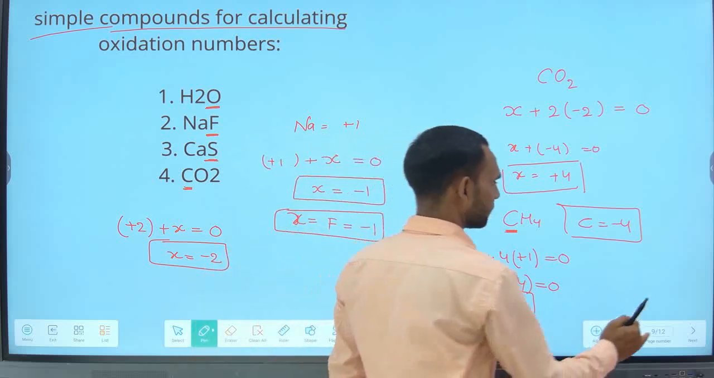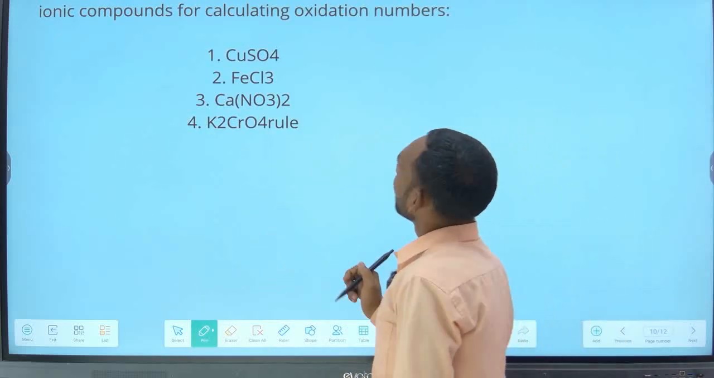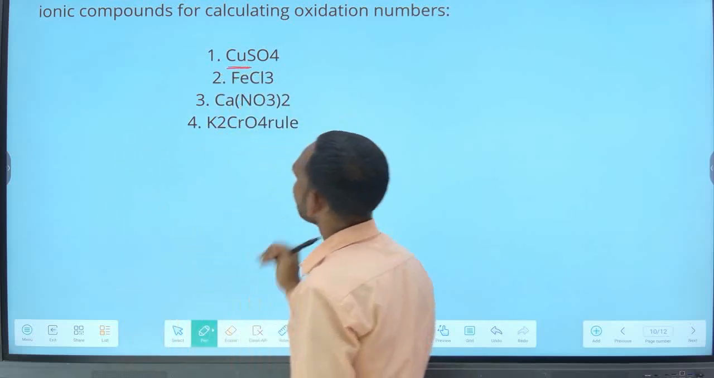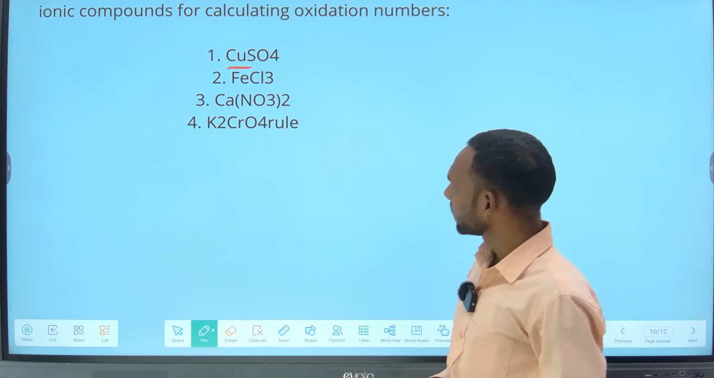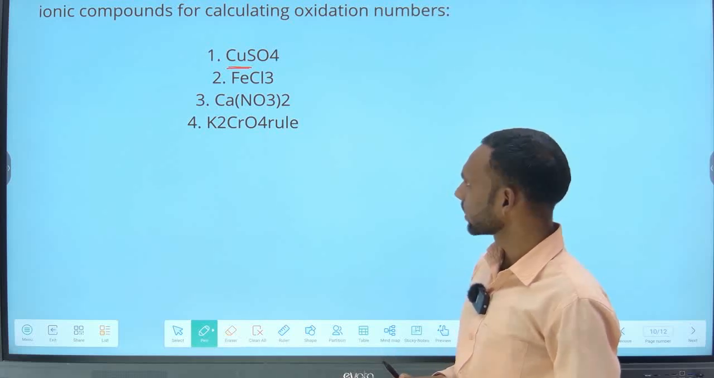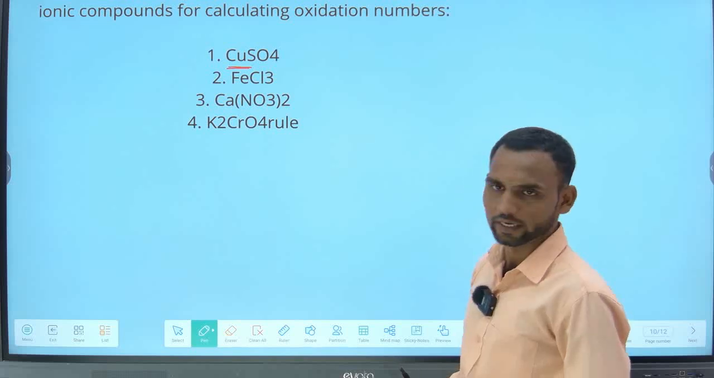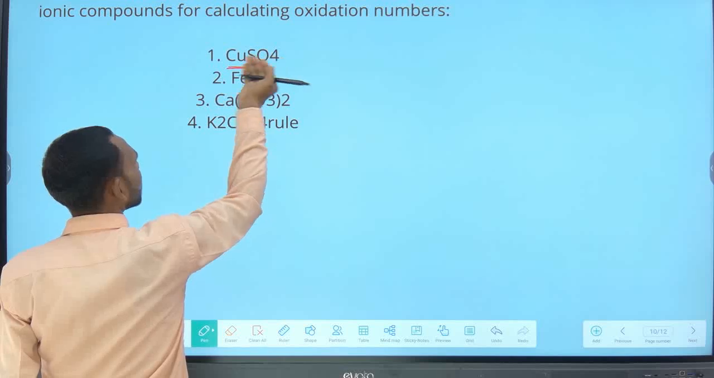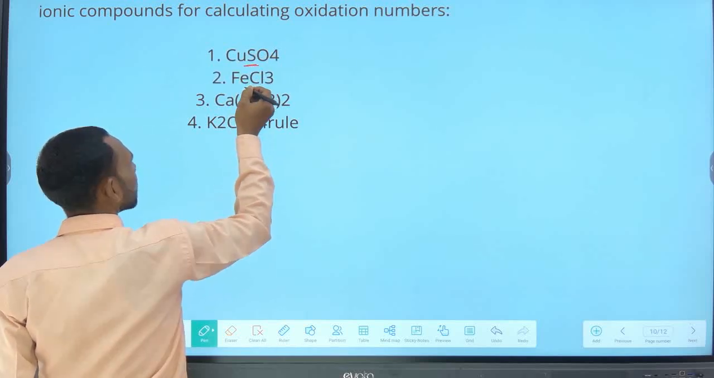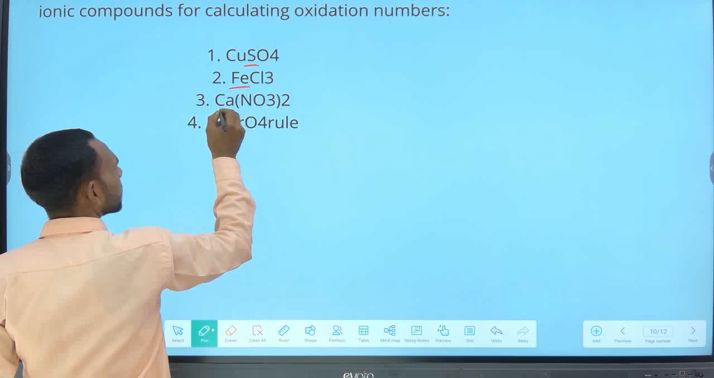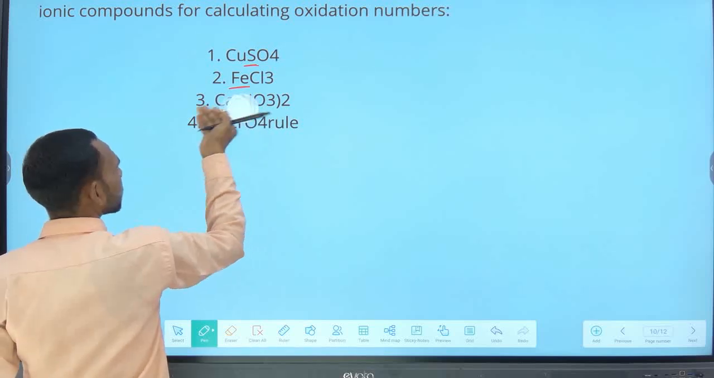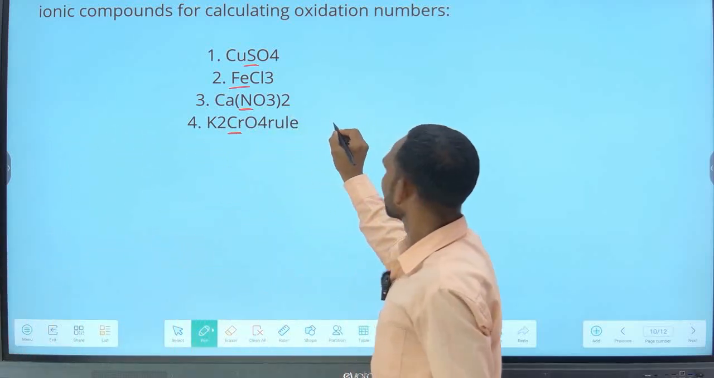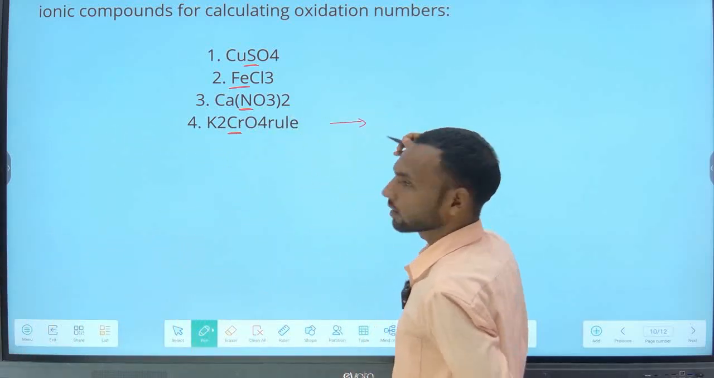So next, we are calculating higher compounds or salts: copper sulfate, ferric chloride, calcium nitrate, and potassium chromate. In copper sulfate we calculate the sulfur; in ferric chloride, the iron; and then the nitrogen in calcium nitrate and the chromium in potassium chromate. So one example can be calculated here, and the others are for you.